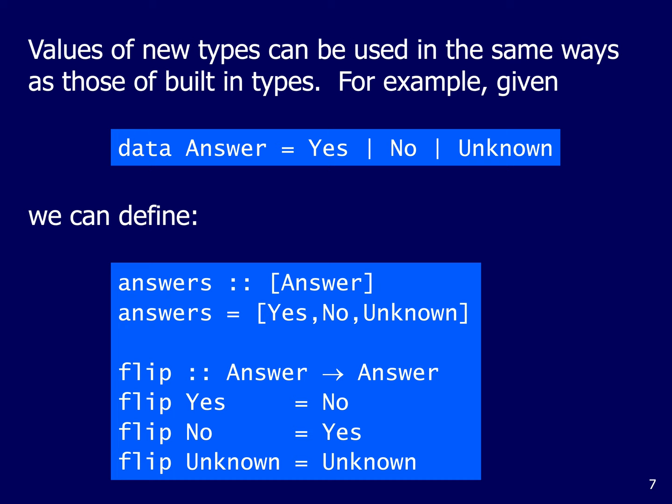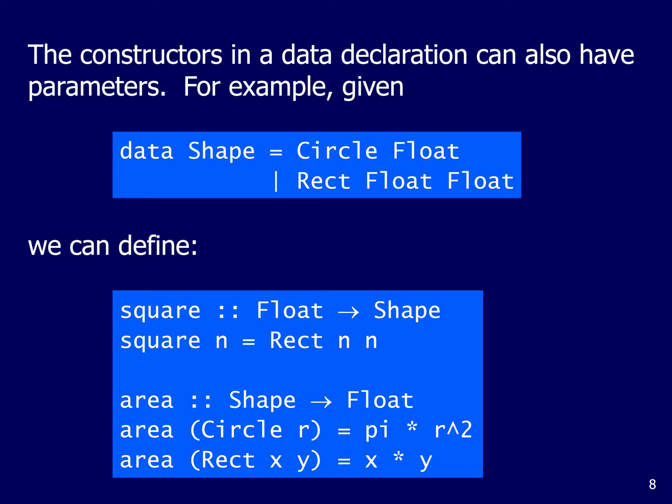In terms of flexibility, another aspect of this is that the constructors in a data type declaration can also have parameters. And this is a really simple and very, very useful idea. So here's an example of this. I'm declaring a Shape data type, and I've said there are two things that a shape could be. I've got a Circle constructor, which takes a Float as its parameter, and that's simply going to be the radius of the circle.